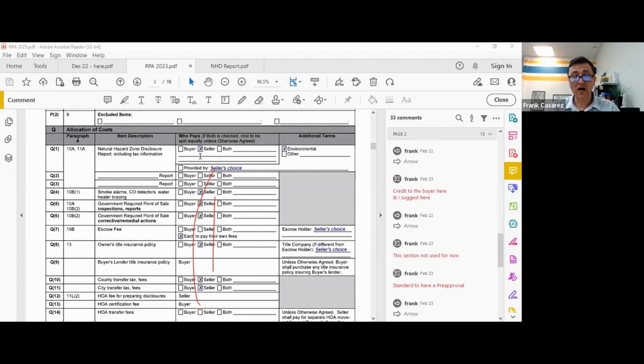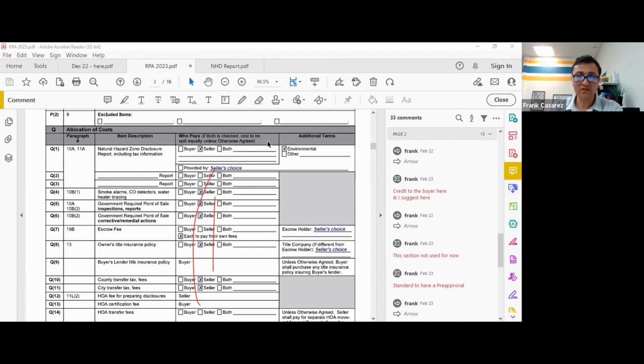Sometimes I see no boxes checked here and it's just left completely alone. So remember on item 3Q1, check the seller box. You're asking the seller to provide that because it's a disclosure from seller to buyer. And I usually check this box too.